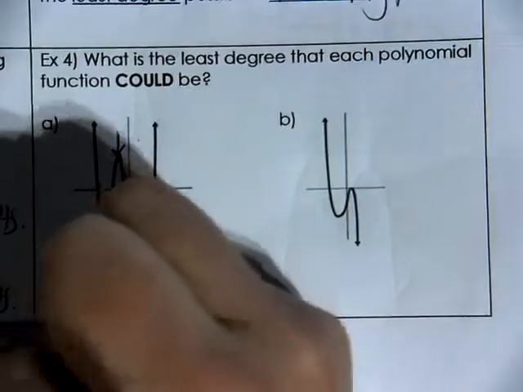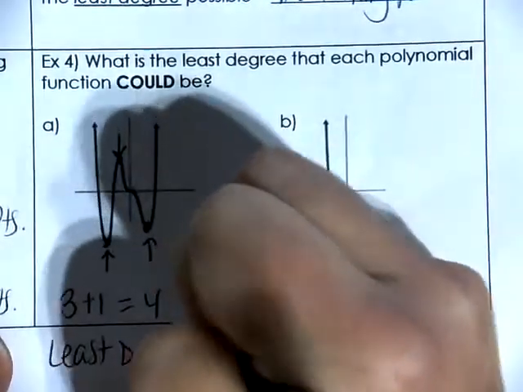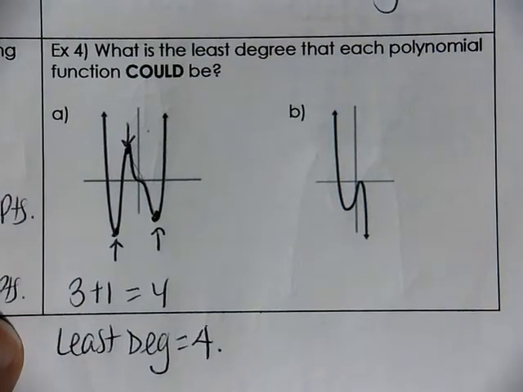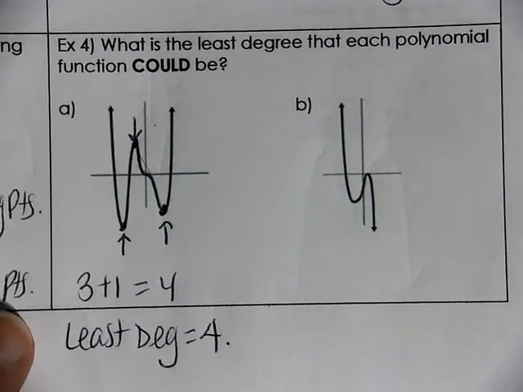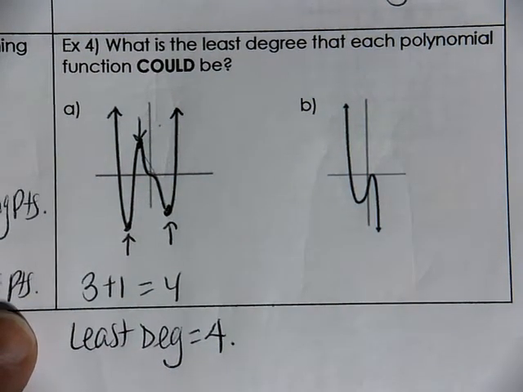The least degree that this function could be is a degree of 4. It could be a degree of 6. It could be a degree of 8. So we just know that it is even because our end behavior is up, up, and it's the number of turning points that we see plus 1.